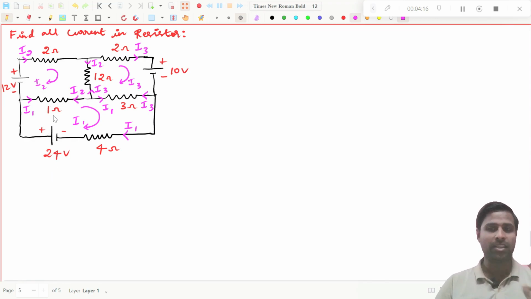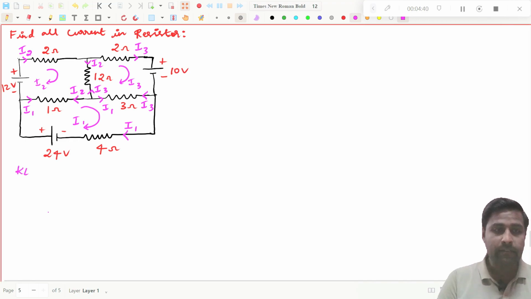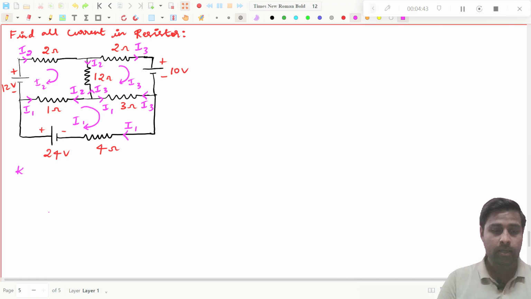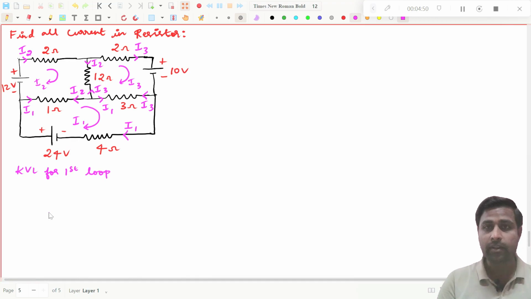Now we have to write KVL for the three loops. So you have to write a KVL for this loop, as well as for this loop. If you complete this, then we will find the loop currents. Then we try to find all the resistor currents. So first I will write the KVL for this first loop.